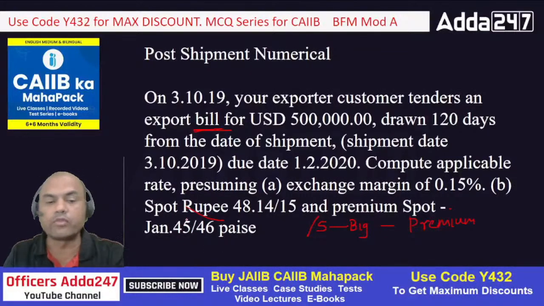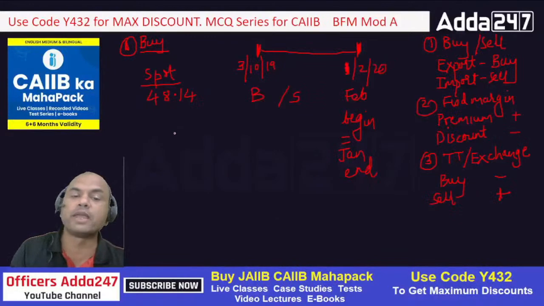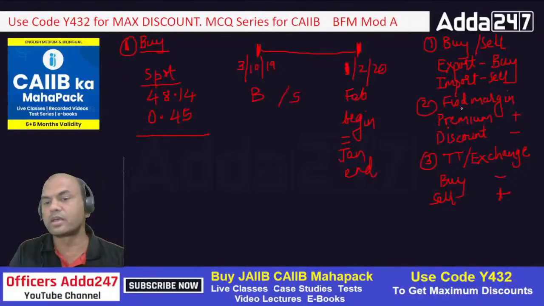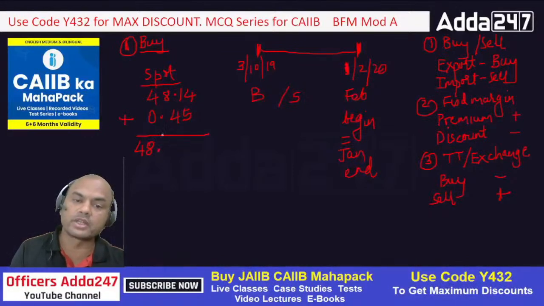Got it? So now, which rate will I take, 45 or 46? 45. Why? Because we are on the buying side. So 0.45. What do I do with this 0.45? Should I add or subtract? If the currency is in premium, then we'll have to add it. So I'll add it. So what is my rate? 48.14 plus 0.45 will be 48.59. Yeah, this will be my rate.